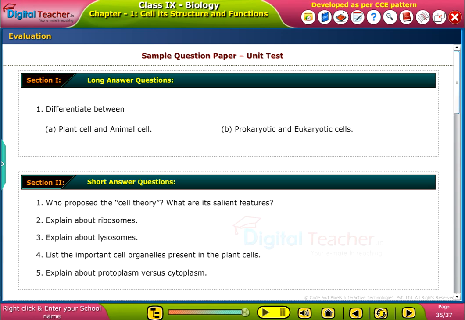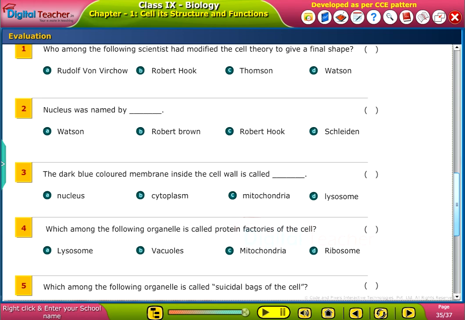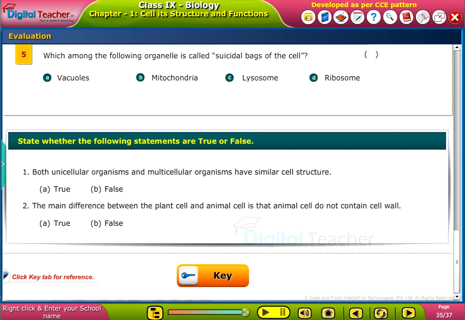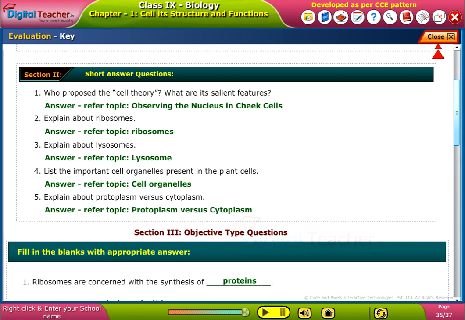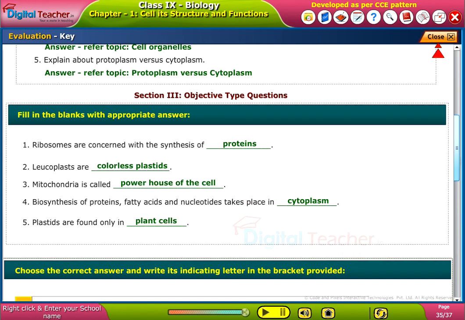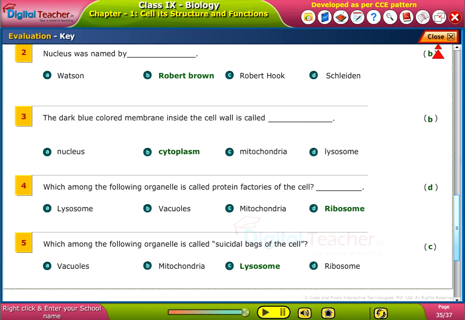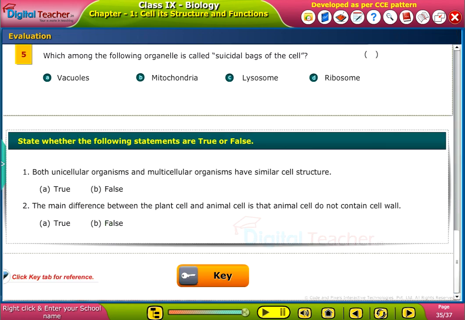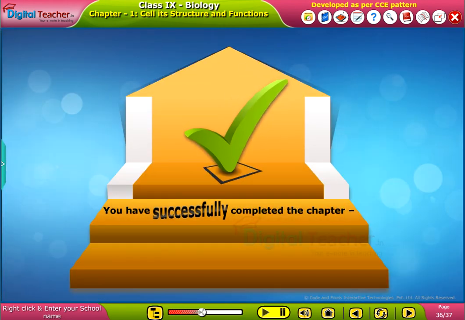Test your understanding of the chapter by taking the mock unit test. You have successfully completed the chapter Cell, its structure and functions.